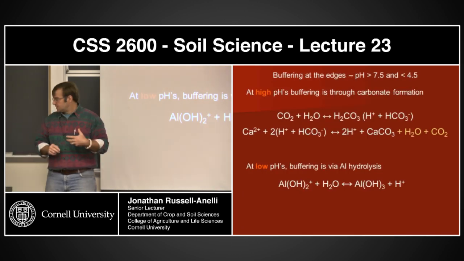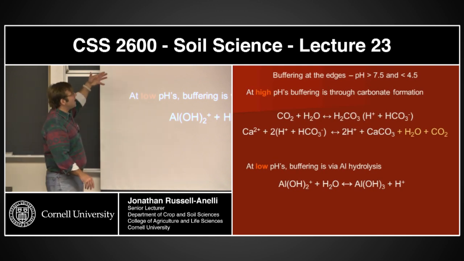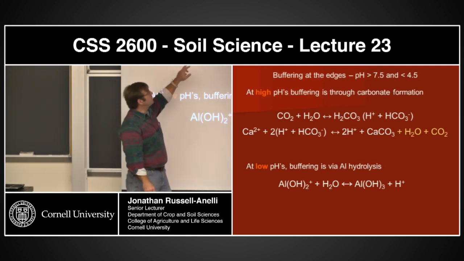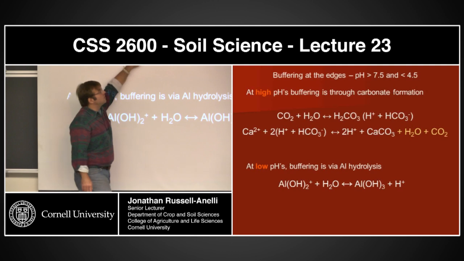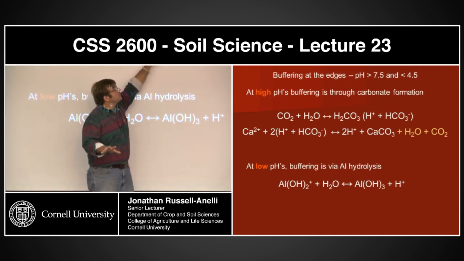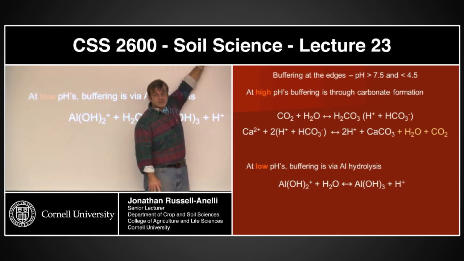Buffering at the edges, basically we're looking at buffering at higher than 7.5 and buffering at lower than 4.5. There are 2 different reactions that are associated with them. At the buffering at the high end, it's basically a calcium carbonate reaction. Now remember this reaction because this is the reaction of water. And we're going to take a first step. CO2 with water basically makes carbonic acid. It's a weak acid, so only one of the protons dissociates.